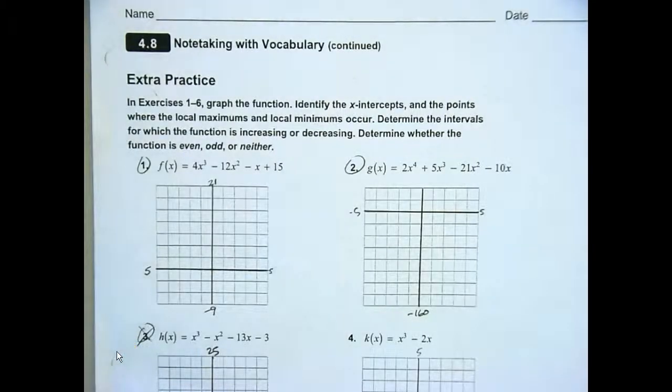Today we're going to continue with 4.8, the extra practice on page 116 there. I want you to start on number 1, get it graphed, and then number 2, get it graphed. Okay, we're going to go through both of those together here in a minute. Don't worry about what it talks about the increasing or decreasing or odd or even yet.